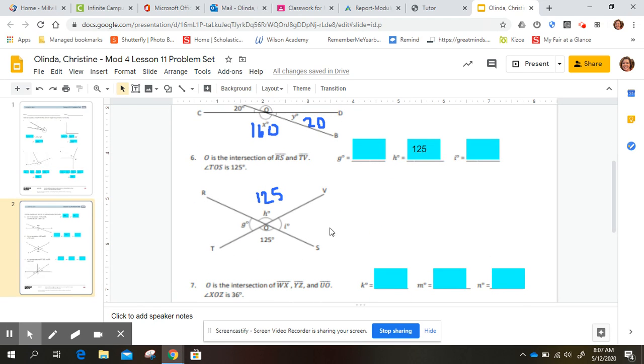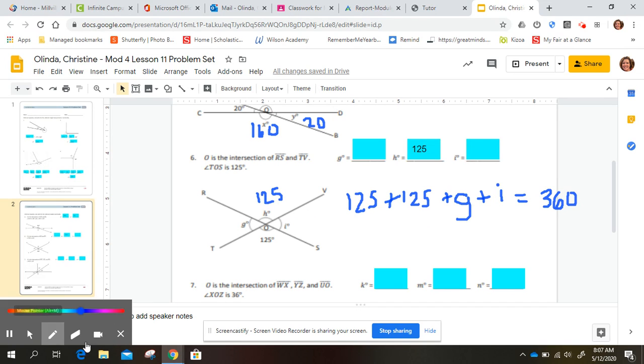Now I have to figure out G and I, and I don't have an answer for G, so I can just copy it over here. But I do know that the whole thing has to be 360. So I know that 125 plus 125 plus G plus I, plus angle G and plus angle I, have to equal 360 degrees. And with that information, I can solve for G and I.